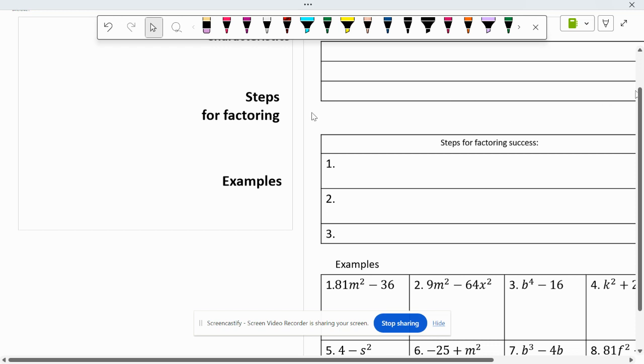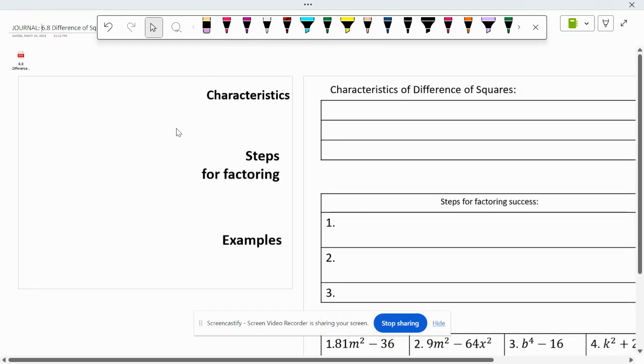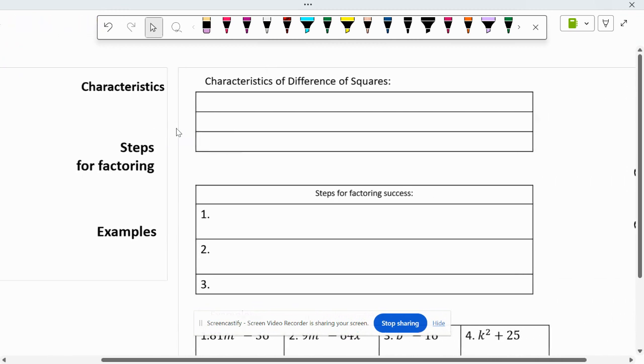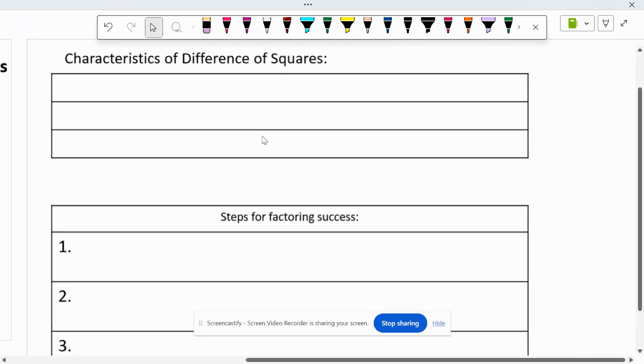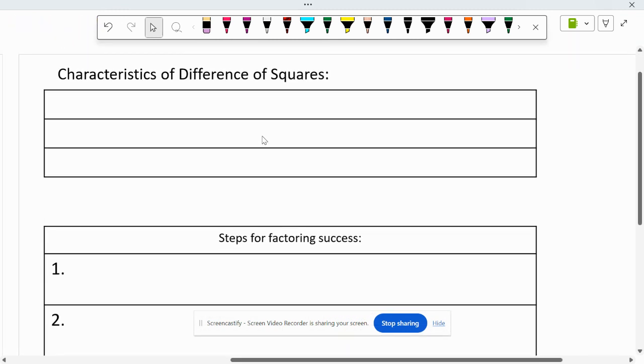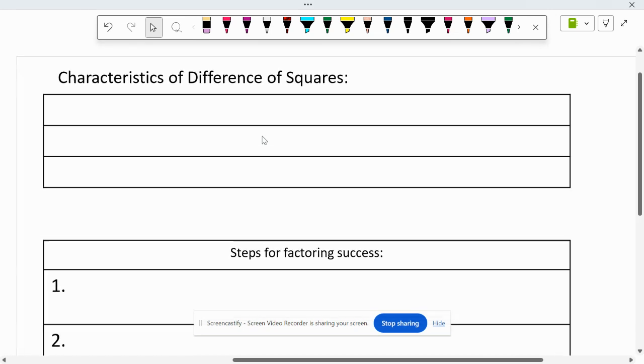Okay. So I just left this small when I scanned it. This is what I want y'all to be focused on, right? So we're talking about the characteristics of different squares.